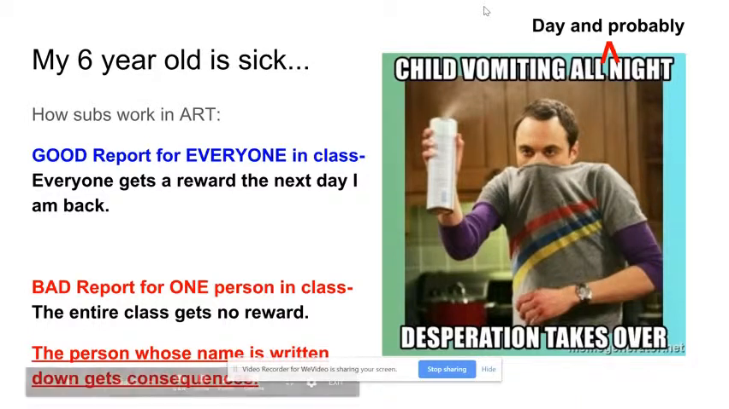Okay, so my 6-year-old is gone today. So how this works in art class is if everyone in the class gets a good report, which means that no one in the class gets their name written down negatively, then tomorrow you will get a reward. If one person in the room gets their name written down negatively, then no one gets the reward, and that one person gets consequences.